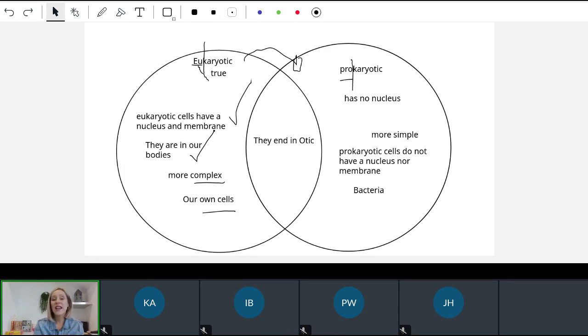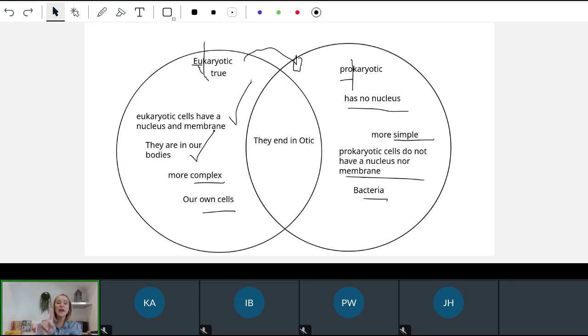All right. Prokaryotic has no nucleus. It doesn't have one. We also used this word yesterday, simple. Good. They don't have membranes. Bacteria as an example. Wow, you guys are doing awesome.